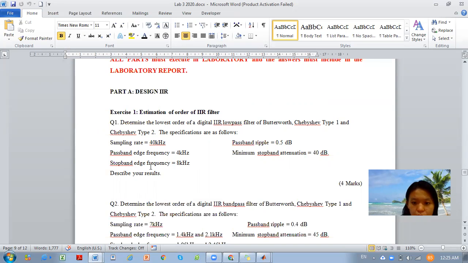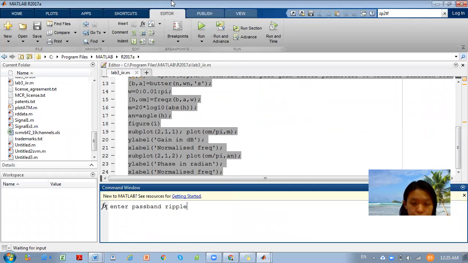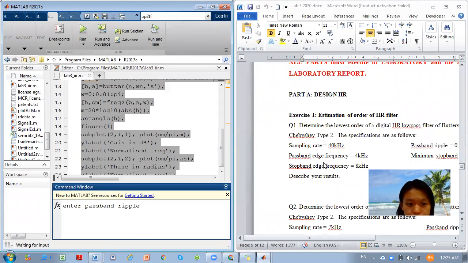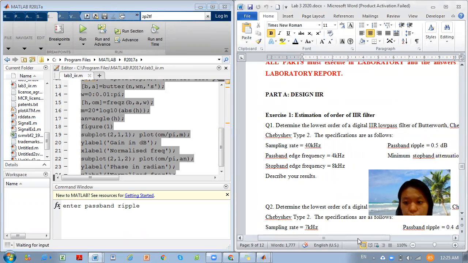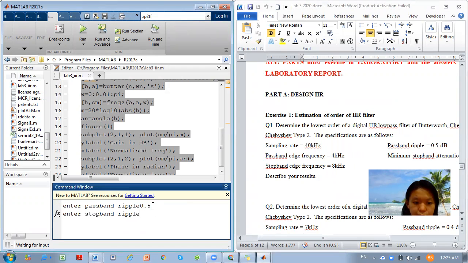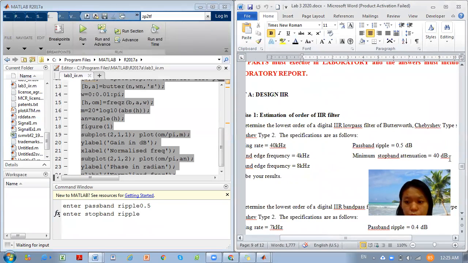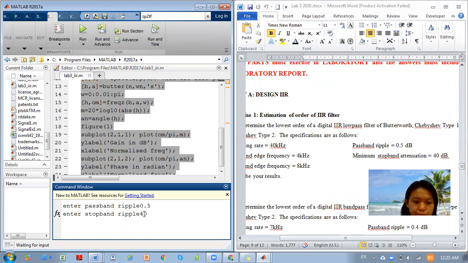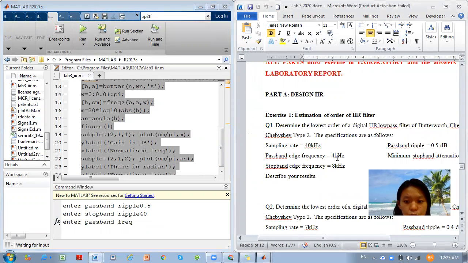So referring here, okay, this question is given. The pass band ripple is 0.5. So we enter 0.5. Then our stop band attenuation is 40 dB. Remember, these two values are in dB. So you must ensure that the values in the question are in dB before you enter them. Okay, next. This one is the pass band frequency.